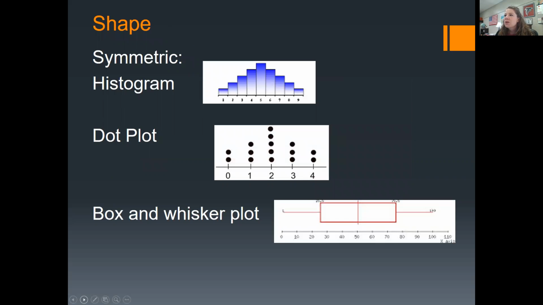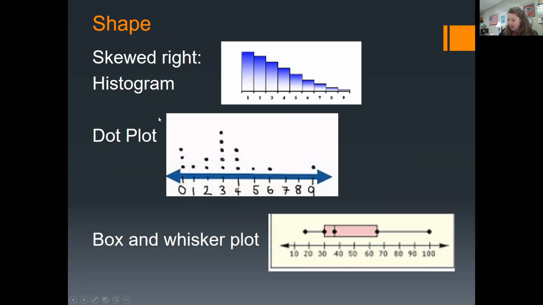So when you look at graphs, here we have a histogram at the top, then we have a dot plot, and then we have a box and whisker plot. These all show symmetrical shapes. Obviously, if something has symmetry, it's like a mirror image. So you need to recognize whether a graph is symmetrical or if it has skew, which we talked a little bit about last week.